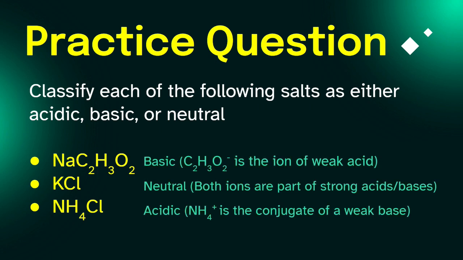The first is basic. The acetate ion in particular is the ion of a weak acid. Potassium chloride is neutral. Both ions are part of either a strong acid or strong base formula. Ammonium chloride is acidic. The ammonium ion, NH4+, is the conjugate of a weak base, ammonia.